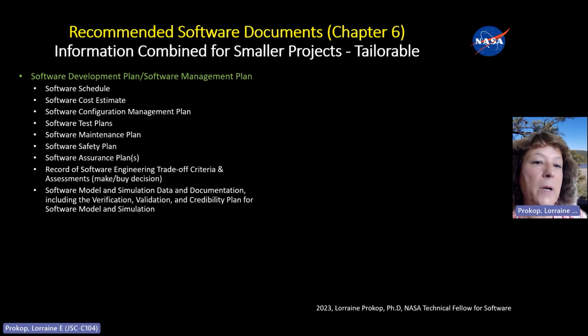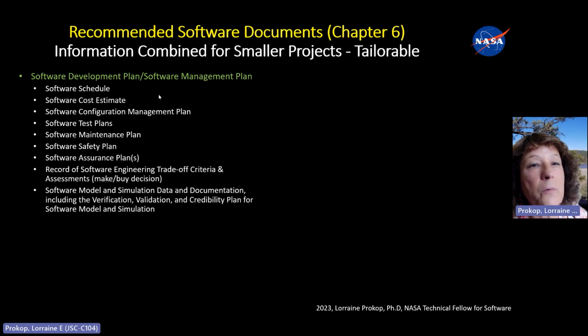In the chapter they list them all, but what I've done here is group them mainly for the benefit of small projects, so that there wouldn't be so much of a documentation burden. My suggestion here is to combine things into one document. In fact, for a small project, you could have one sentence for maybe each of these topics.